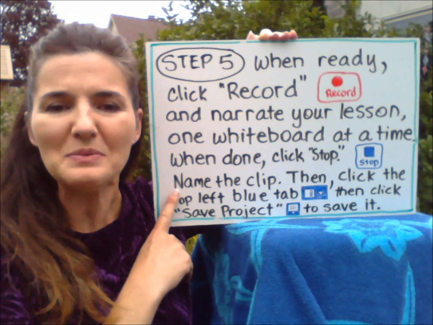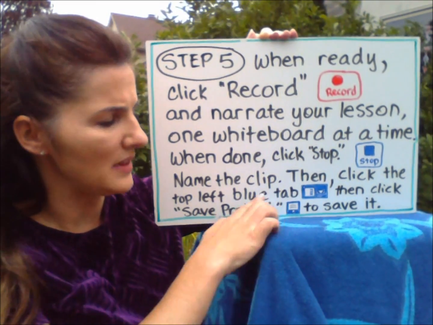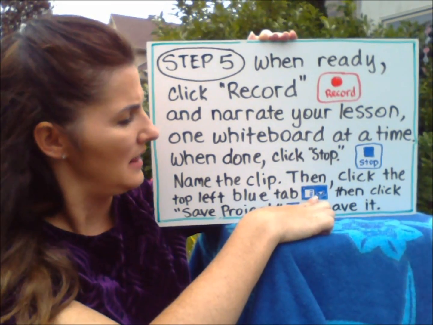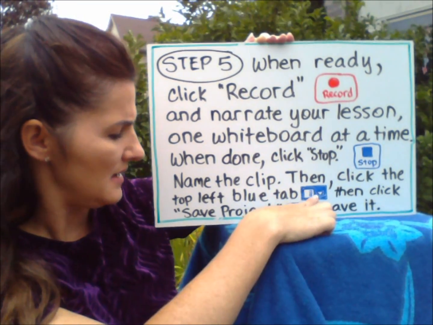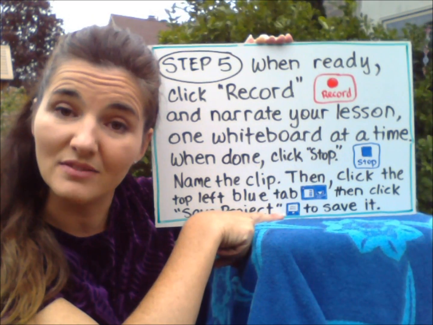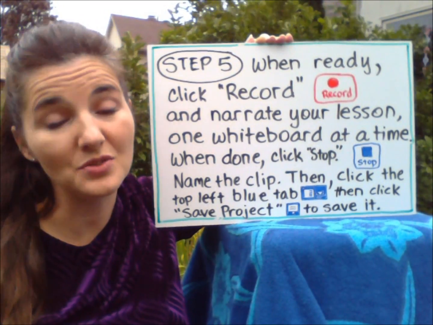Next, name the clip and click the top left blue tab. Now this is in Windows Live Movie Maker. The top blue tab. Then click Save Project. It looks like an old-fashioned floppy disk. To save it, and you'll name it.